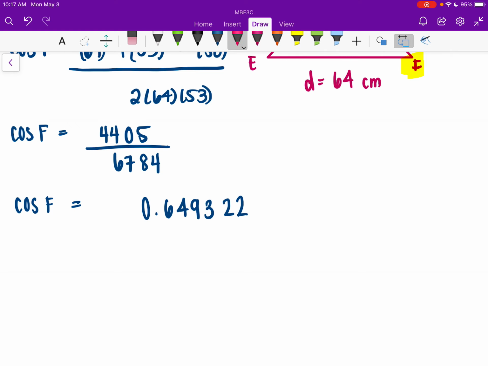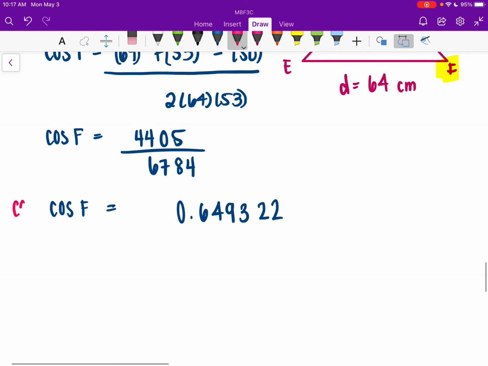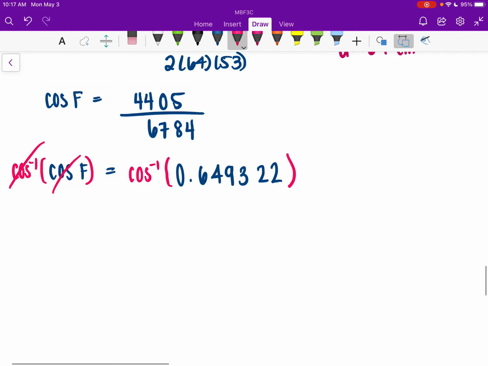And then, let's get rid of the cosine here. So I'm going to use cos inverse, which cancels out the cosine F. I'm just going to find the cos inverse here, and it's going to give me angle F is equal to 49.5. And for angles, we like to keep it to the nearest degree, so we're just going to leave it as angle F equals 50 degrees.